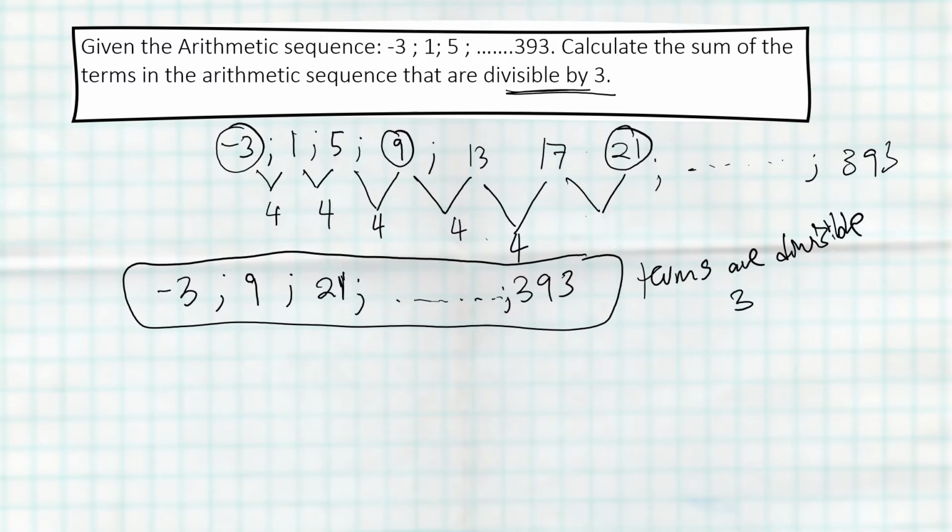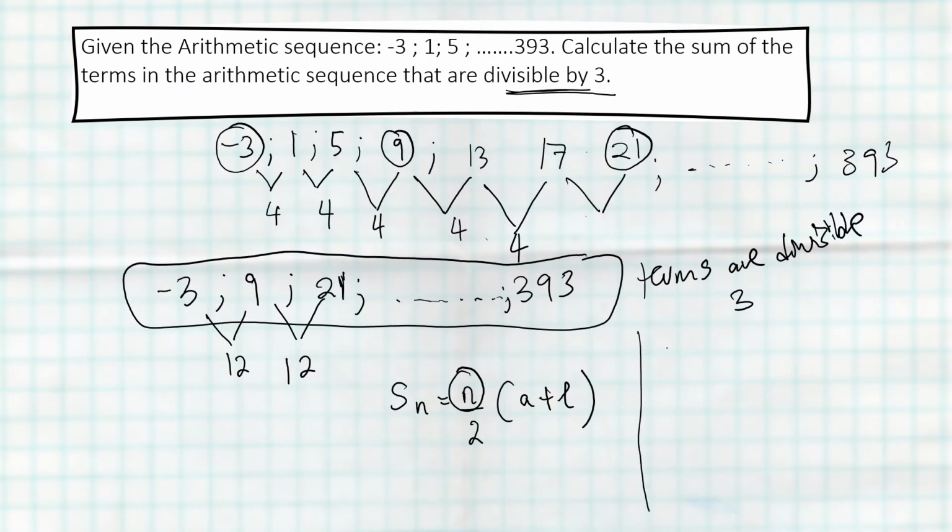Because we know they are also forming an arithmetic sequence. If you say 9 minus minus 3, it gives you a difference of 12. If you say 21 minus 9, it also gives you a difference of 12. So to get their sum, we're going to use the sum of an arithmetic sequence formula, with the first term a plus the last term, because we have the last term. So we must know how many terms we have in this sequence, right?